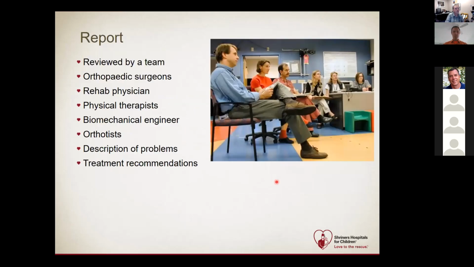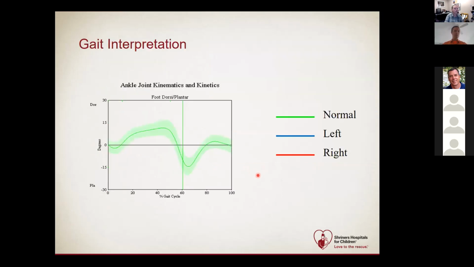We take all that information, then once a week we sit down and go over all the cases and review them. The physical therapist who is in charge of the study writes up an initial report and presents that to everybody. Our team includes orthopedic surgeons, physiatrists, other physical therapists, myself, a biomechanical engineer, and orthotists. We come up with a list of all the problems that are going on, and then treatment recommendations for that individual child.